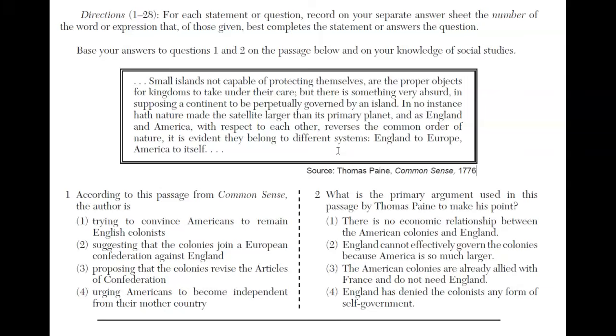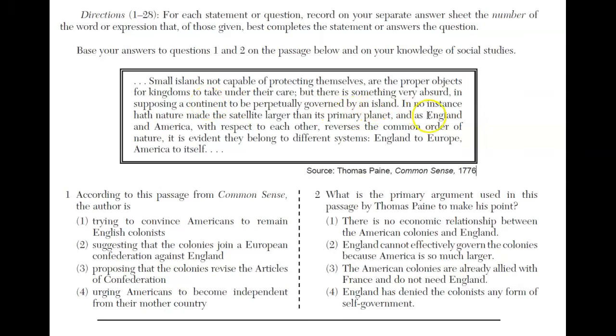Okay, let's take a moment just to make sure everybody gets what's being said here. Small islands that can't protect themselves, not big enough for an army, not big enough not to be taken over, small islands, it's proper that big kingdoms take those little islands under their care. Okay, but he says there's something very absurd, something crazy, in supposing that a whole continent is going to be governed by a little island. The continent might rule the island, but a little island ruling a whole continent, to him that doesn't make sense.